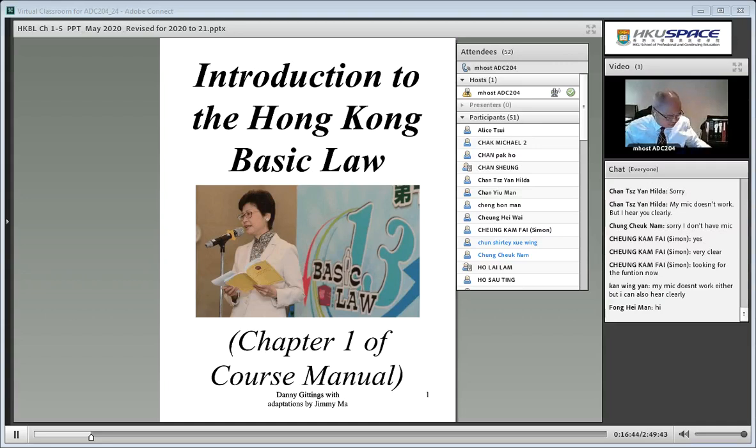So there should also be a third document which is called reference material, reference manual, certificate in legal studies for the subject of Hong Kong Basic Law. We will be making reference to both the manual and the reference material in the course of our lessons, and you will be asked to also participate in discussions and the activities that we have provided in the manual.